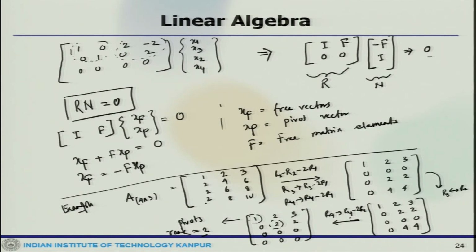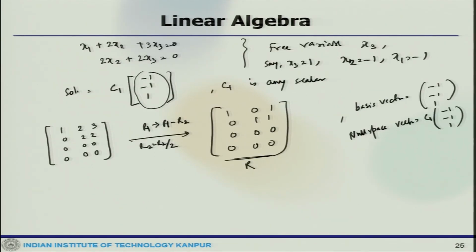So the column space lies in R4 and the null space in R3. So the null space, the basis vector, is forming a one-dimensional subspace in R3. Now we continue with the previous example to find the solution for Ax equals b.